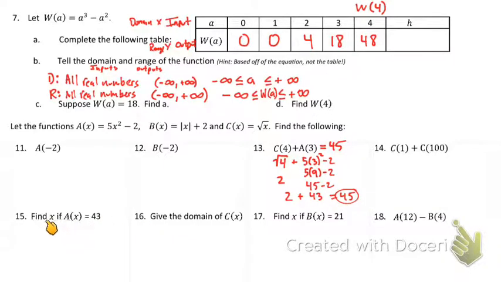So 15, our goal is to find the input because we know the output is 43 for A. So we're going to look at A. So A(x) equals 5x squared minus 2. Okay. So our output, A(x) equals 43. So this entire thing, A(x), our output, equals 43. So we have 43 equals 5x squared minus 2. So our job here is to solve for x.